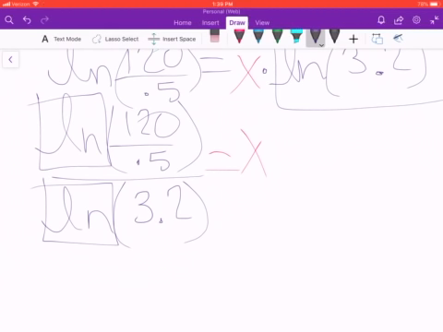And that is from 4.4. So make sure you do look at your notes. If you don't have them, you can find them on Blackboard.